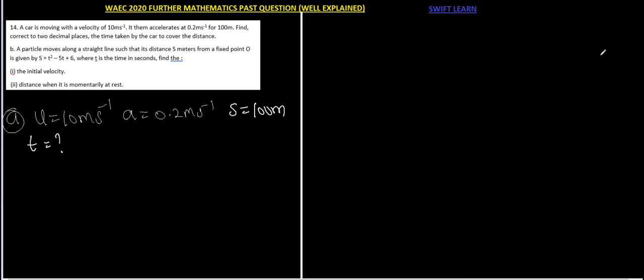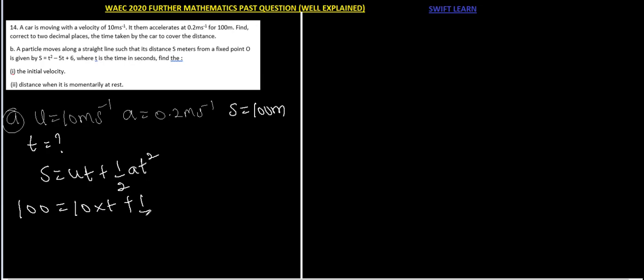To find your time, you can use the simple formula s equals ut plus 1 over 2 at squared. So what is your s? Your s is the distance traveled, which is 100 meters. Your u is 10, so that's 10 times t plus 1 over 2 times a, which is 0.2, t squared. So I have 0.1 t squared plus 10t minus 100 equals 0.